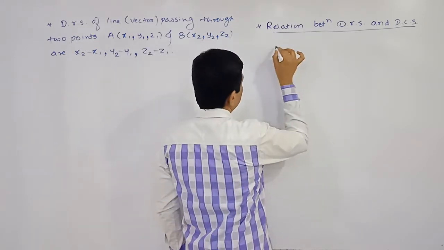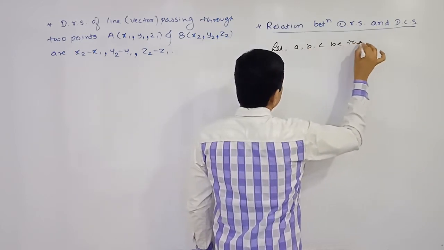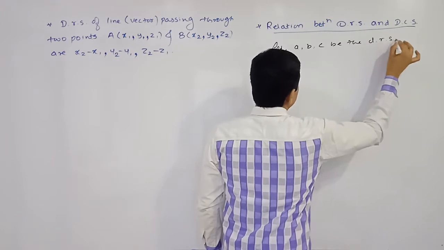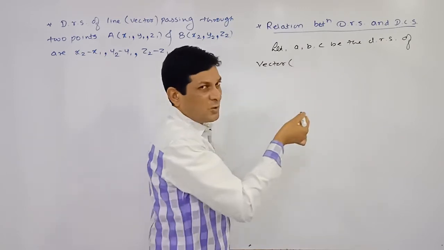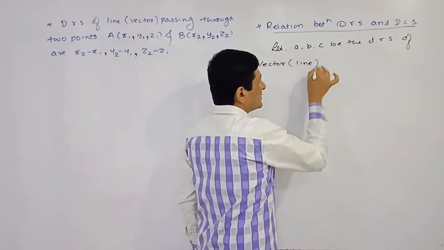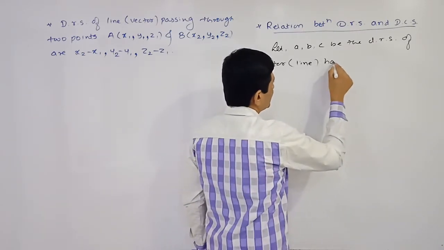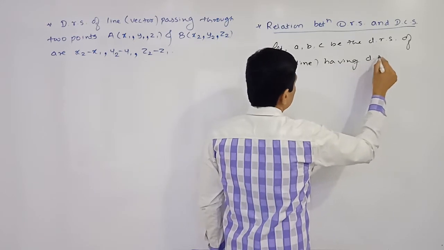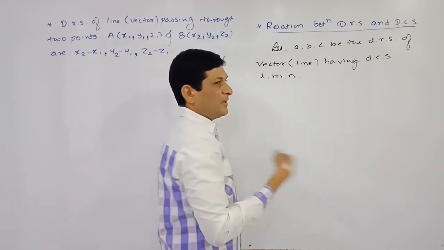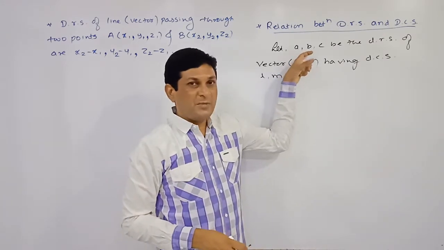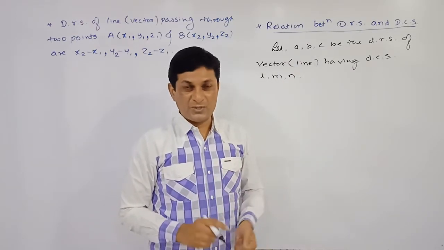So I am supposing that here let A, B, C be the direction ratios of a vector, we can say vector or line. So A, B, C are the direction ratios of a line having direction cosines L, M, N. So already we have seen that direction ratios we are denoting by A, B, C and direction cosines we are denoting by L, M, N.